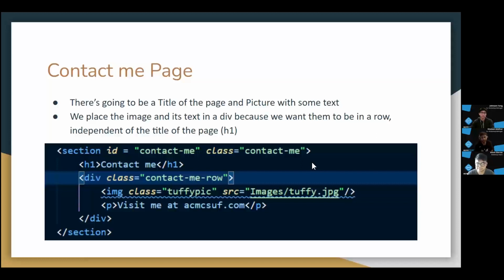So we're going to be creating a header called contact me right in the middle of the page. And then we're going to be creating a div class called contact me row, which will contain the image of the person you would be contacting, with the image file name, which is images/tuffy.jpg. And then we will create like a little sub paragraph where you would be able to contact that person. So visit me at acmCSUF.com is kind of how you would be contacted in that little paragraph.